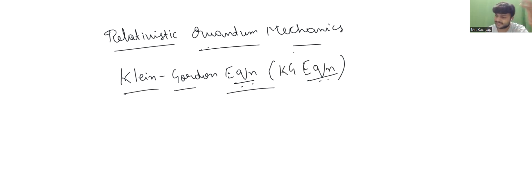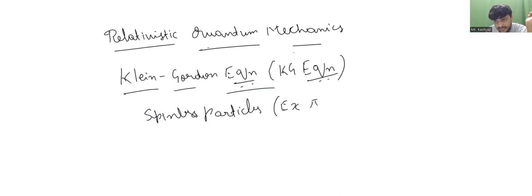Why do we use this? Because we use it for spinless particles. We need to understand the spinless particles, for example, pi mesons. All right, so we are going to start with pi mesons, or like the spinless particle, we can take that as an example. Now let's start deriving this expression. So how do we derive this?